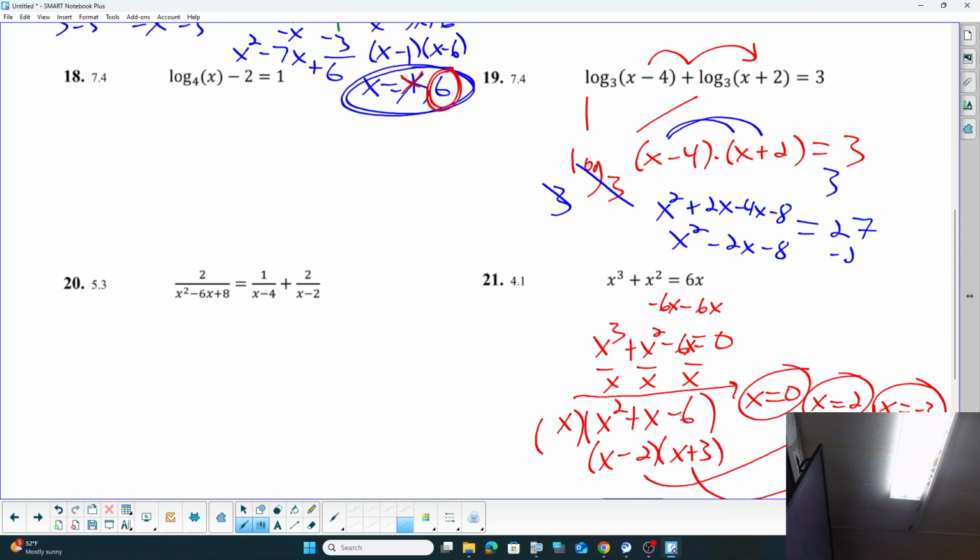Now minus 27 to the other side. 27 plus 8, is that 35? I think that's 35. Negative 35. So then we have x squared minus 2x minus 35. So I'm thinking probably factors into 7 and 5. What do you think? Pause me. Try it on your own.